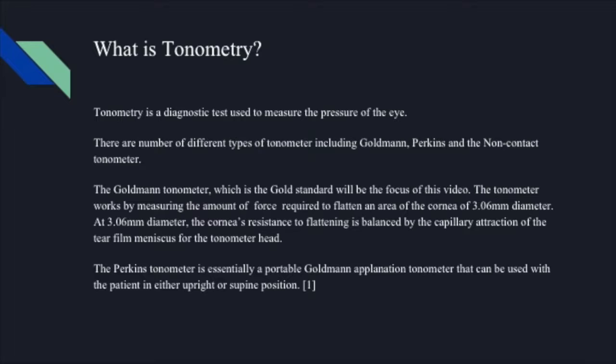So what is tonometry? Well, tonometry is a diagnostic test used to measure the pressure inside the eye. There are many different types of tonometry, including Goldmann, Perkins, and non-contact tonometry. However, the Goldmann tonometry process is known as the gold standard, and this is what we're going to be focusing on in this video. It works by measuring the amount of force required to flatten an area of the cornea by around 3.06 millimeters in diameter.